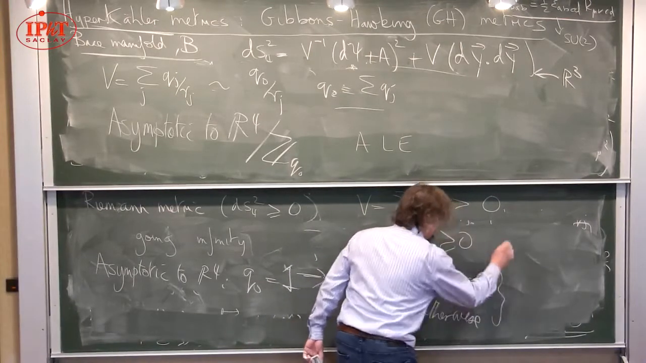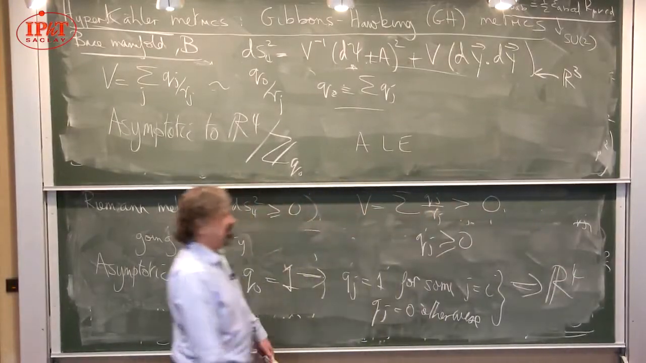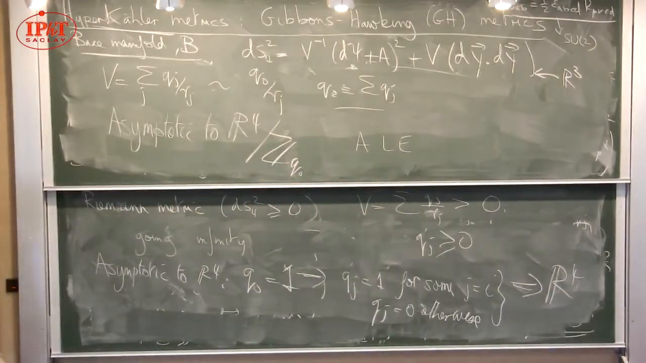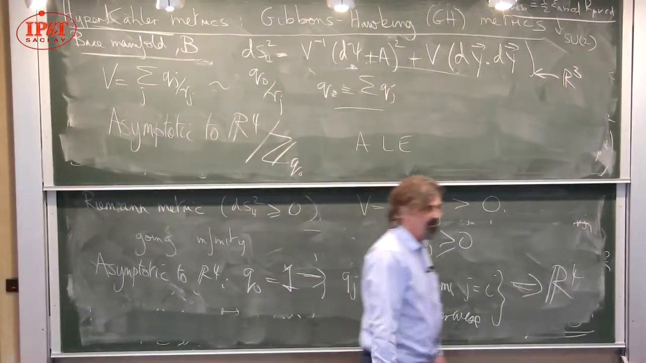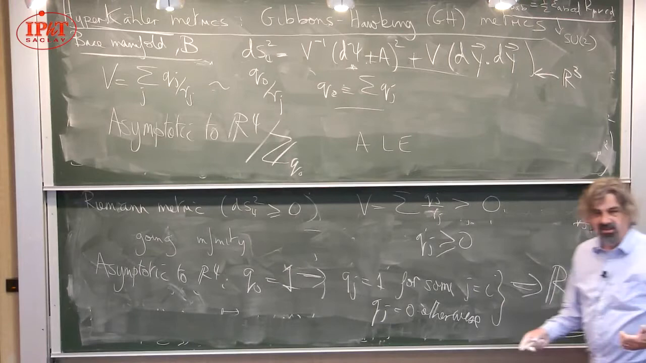Which means the whole space is R4. So Gibbons-Hawking metrics aren't an exception to this theorem. The only way to make a Gibbons-Hawking metric that's asymptotic to R4 is to have exactly 1 point with charge 1, but that means the space is entirely R4.